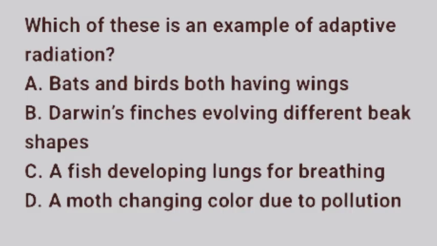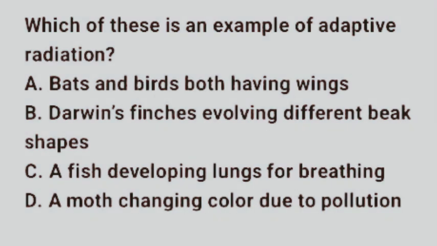Question 6 says, which of these is an example of adaptive radiation? Option A, bats and birds having wings. Option B, Darwin's finches evolving different beak shapes. C, a fish developing lungs for breathing. And option D, a moth changing color due to pollution. The correct option there is option B, Darwin's finches evolving different beak shapes.